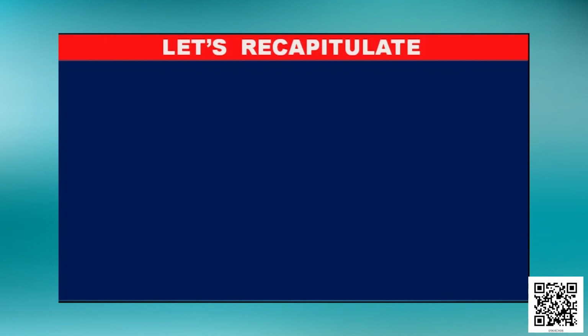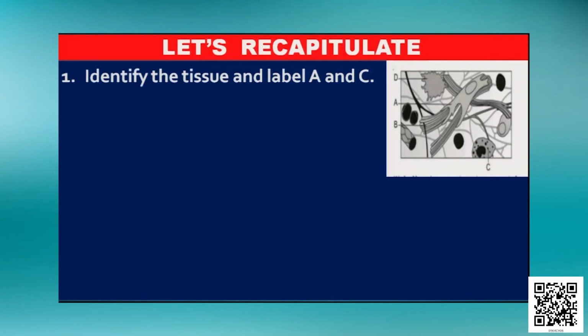So, till now you have learnt the epithelial tissue and connective tissue. Let us recapitulate. So, here is a diagram for you. Identify the tissue and label A and C. Labelings are given here, A, B, C, D, but you label only A and C.